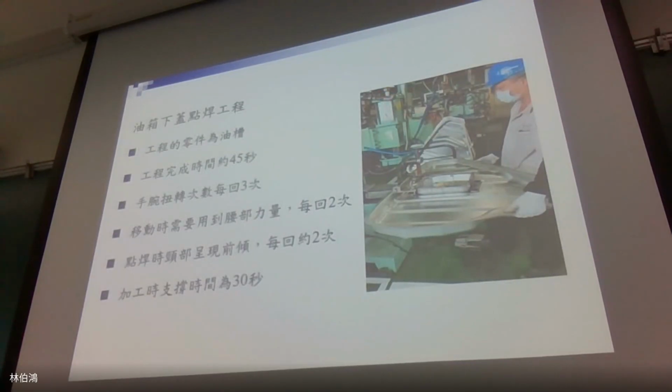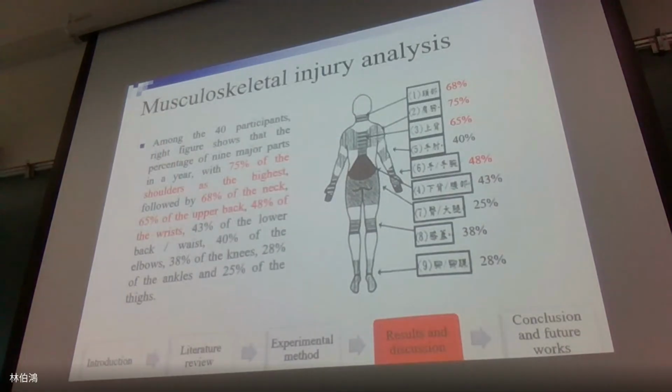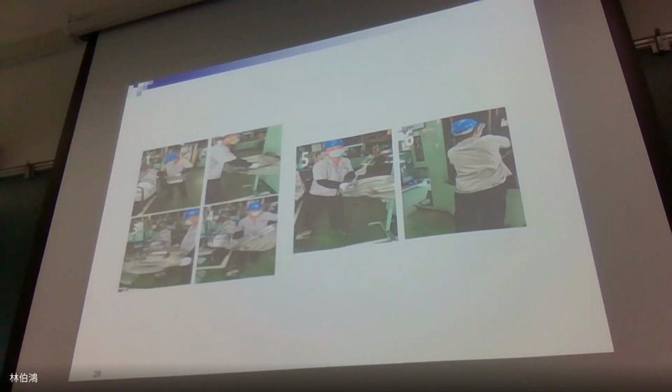And finally is the lower cover. You can see the compression time and the holding time are higher, and so are the twisting times, while the waist strength used when moving is lower. So these are the 3 main stations of the oil tank welding process. We made a RULA and RPE evaluation according to these postures.